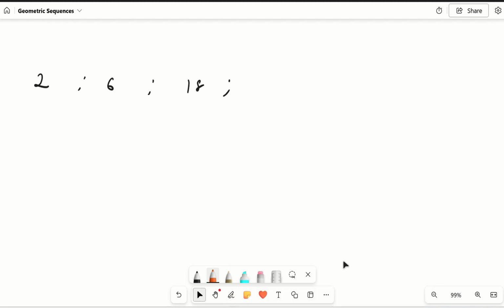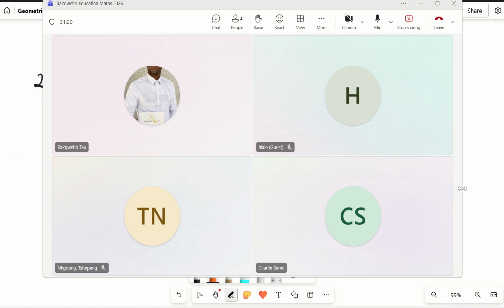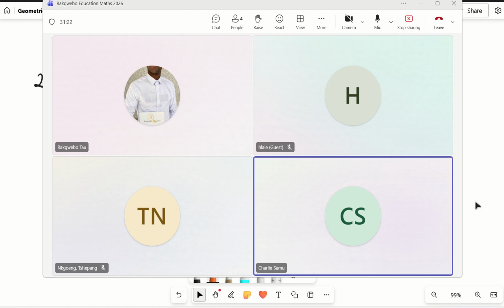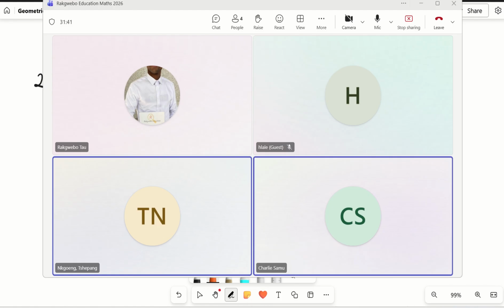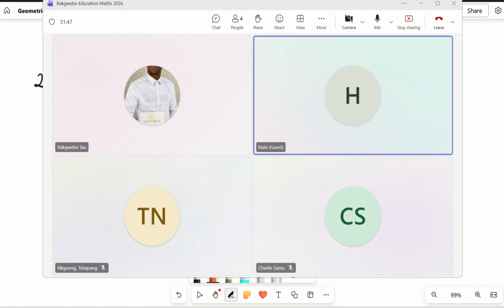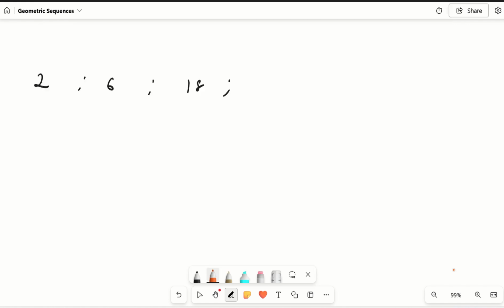Someone says 54 and 162. The next person says, let's go to Tsepang Hui. What is the next two terms here? Tlale? Thank you for that, Tlale. Okay. So now you guys are claiming that the next two digits are 54 and 162.